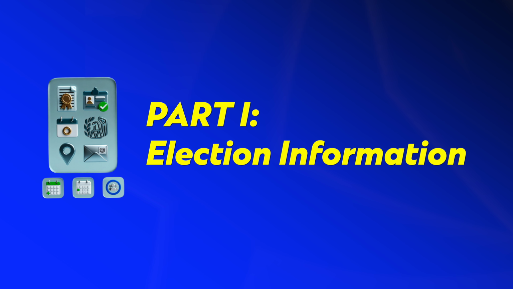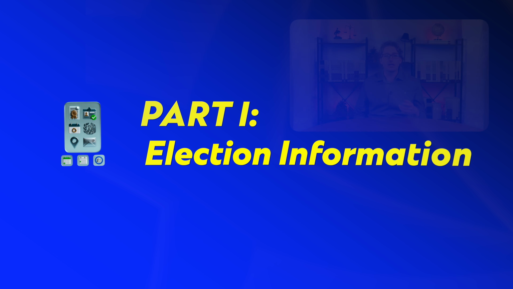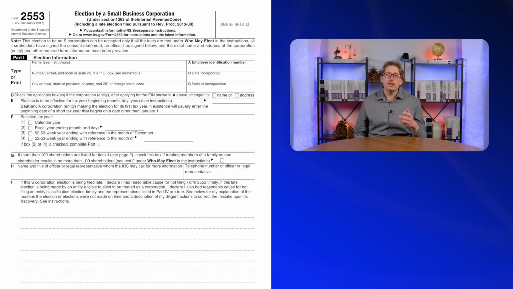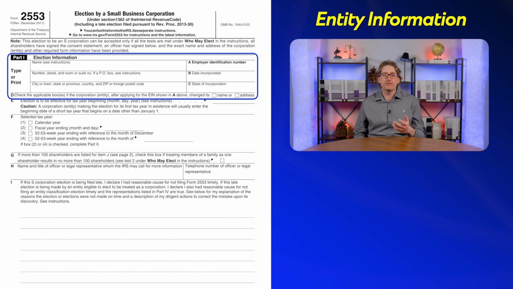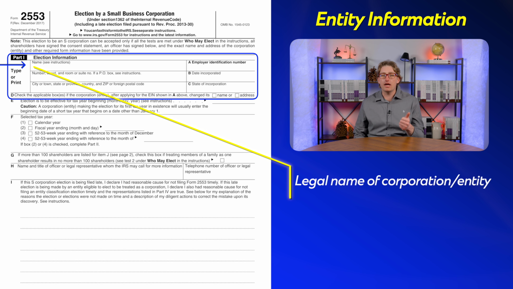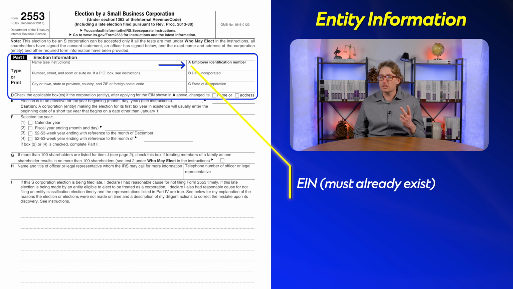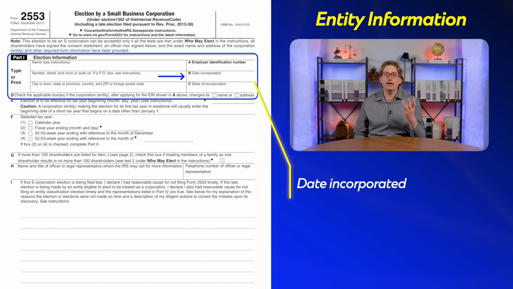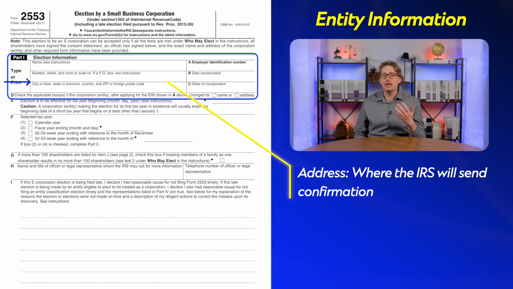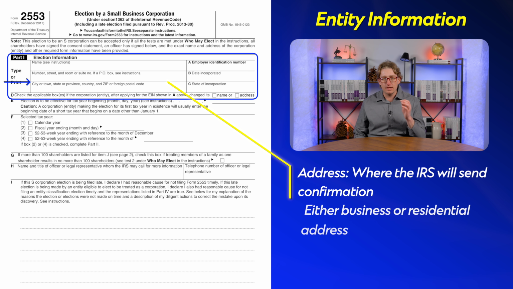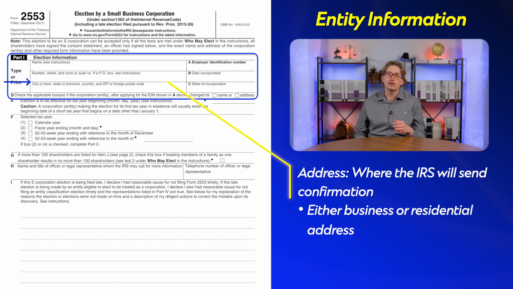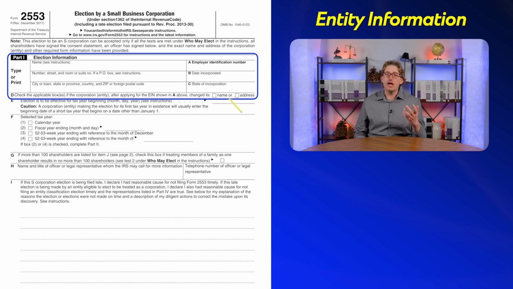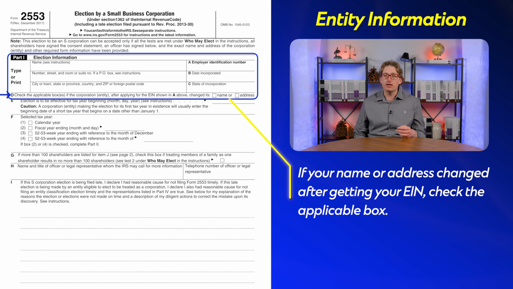So now we move on to Part 1, the election information. This is an important part of the form. Here you'll enter all the entity information. This will include the legal name of the corporation, LLC, or other entity, the EIN, which must already exist, the date it was incorporated, the state of incorporation, and the address where the IRS will send any confirmations. This needs to be either a business address or a residential address. And if your name or address changed after getting your EIN, make sure to check the applicable box there.